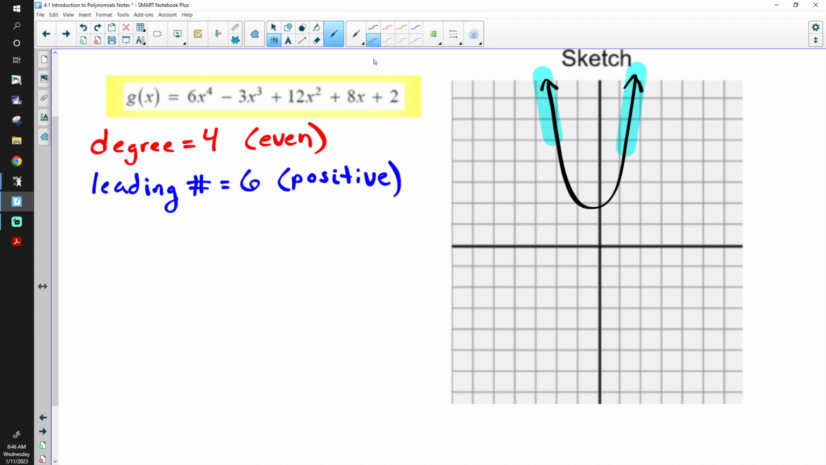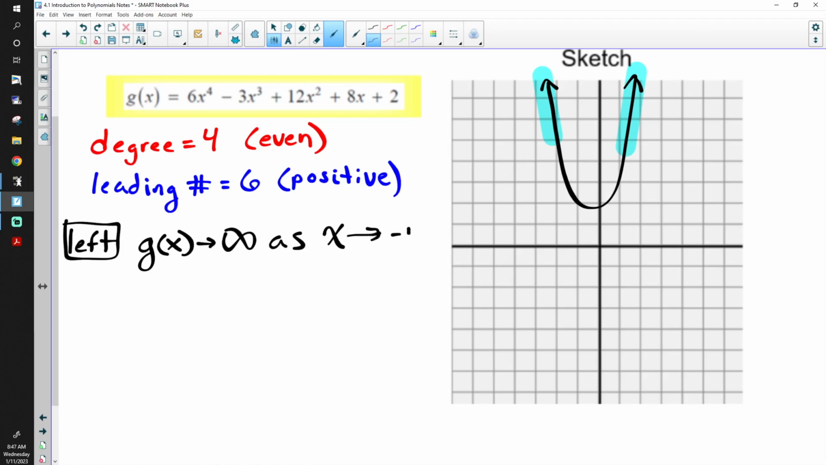So let's write our rule. This time our function is g of x. So this is for the left side. g of x is going up towards infinity as our x values, as x goes to the left, so negative infinity. Again, it's exactly the same as what we did, except this function is called g of x instead of p of x.